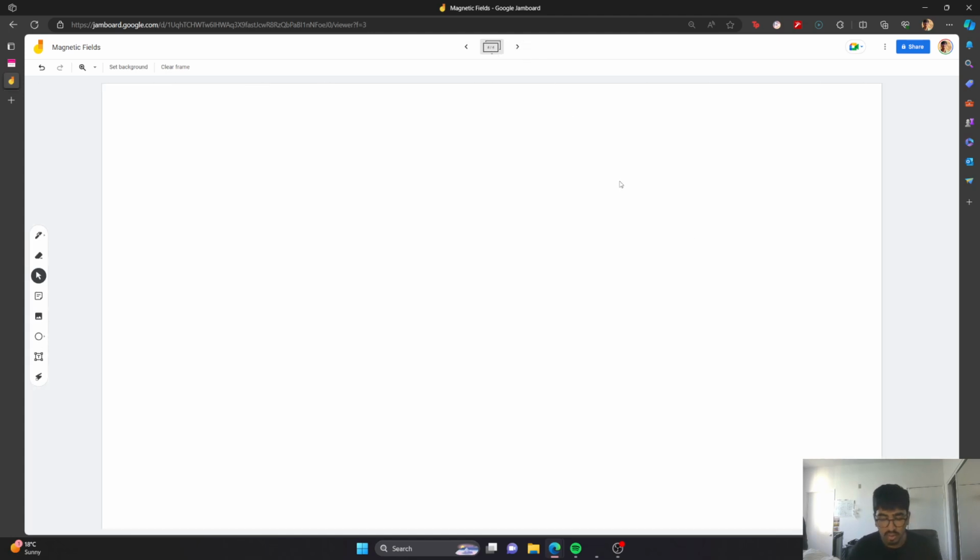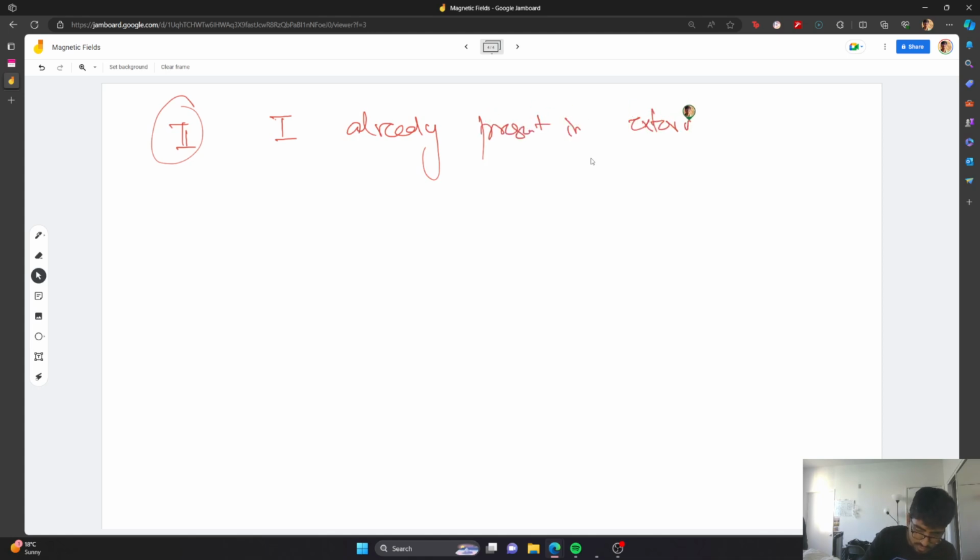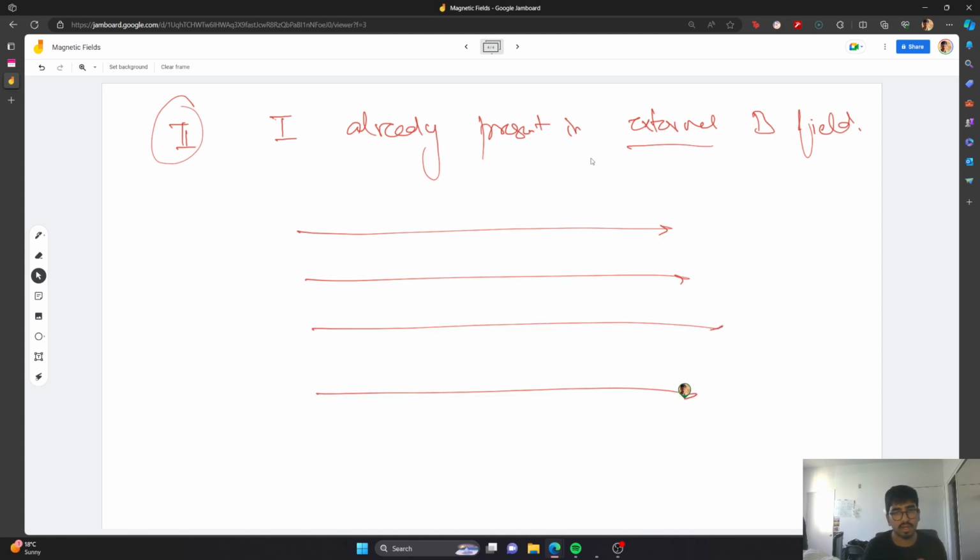Now this is a different idea, the second key idea. We are saying if a current carrying conductor I is already present in an external B field, the idea is someone else is producing a field, say the field is pointing along the sheet of the paper, and you have a current carrying conductor inside this.